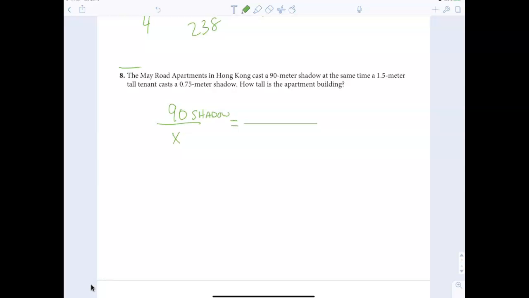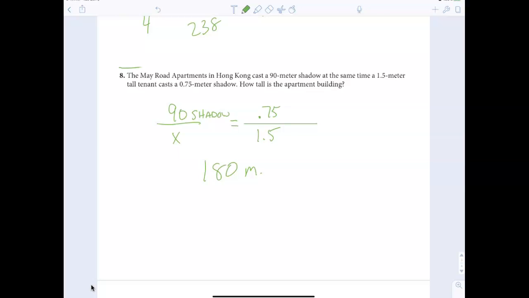So what number is on the top? Yes, we would say 0.75. And then in the denominator, it would be what? There you go, 1.5. And now, of course, we cross multiply, divide. Somebody said that the apartment building is 180 meters. So they're okay with that?